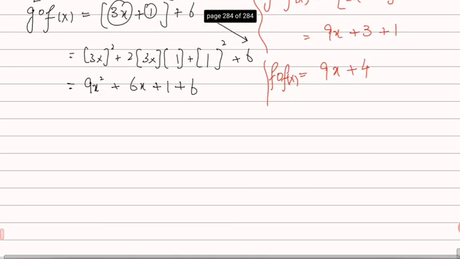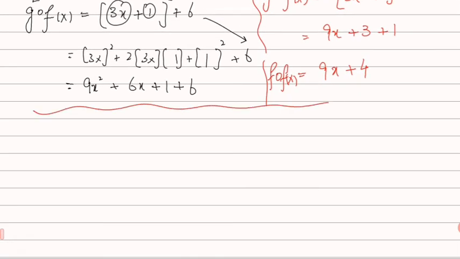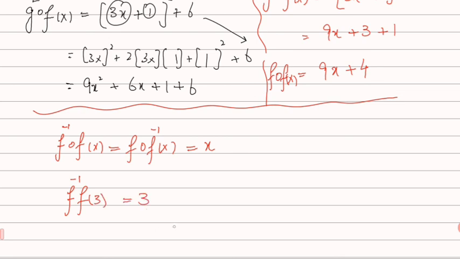And one last thing related to composition of function is that f inverse of f of x is equal to f of f inverse of x is equal to x. For example, if they ask you to find f inverse of f of 3, 3 is your answer. Or they ask you f of f inverse of 5, 5 is your answer. Okay, so this is all from functions.